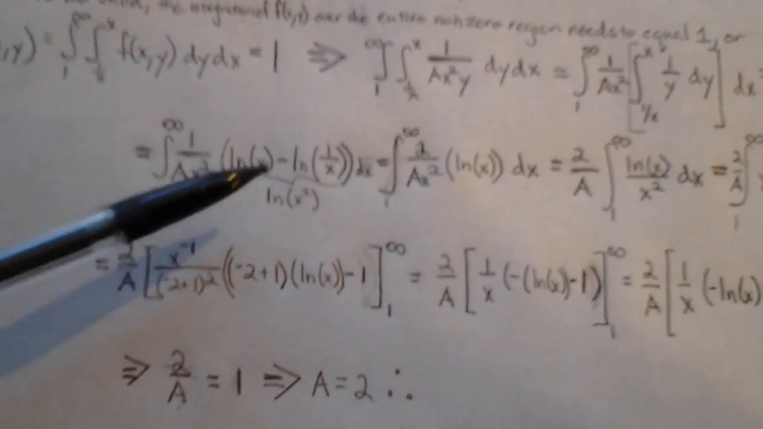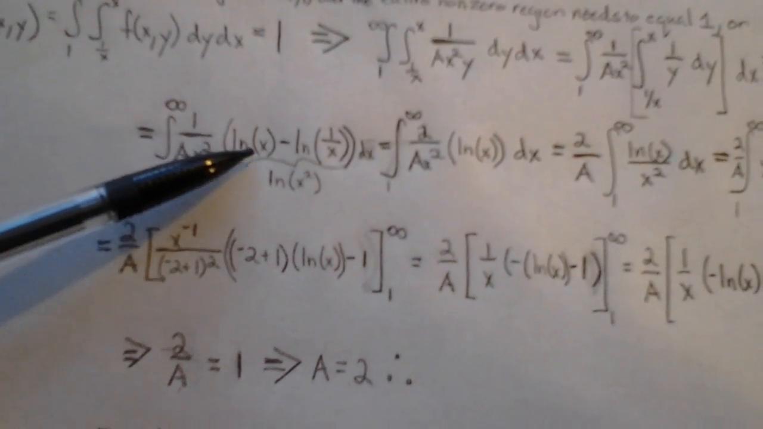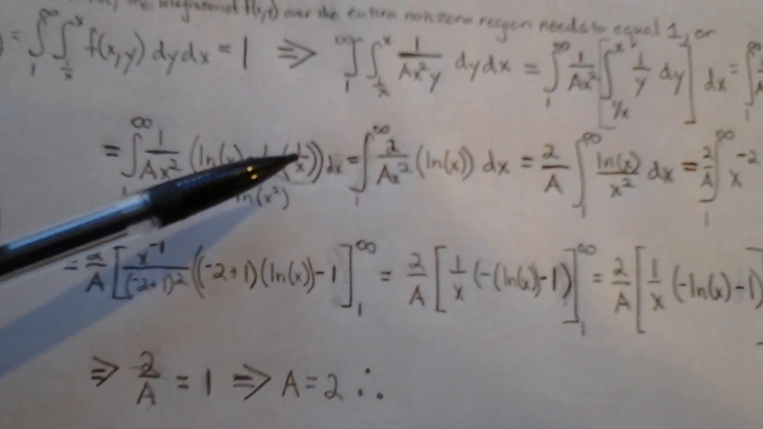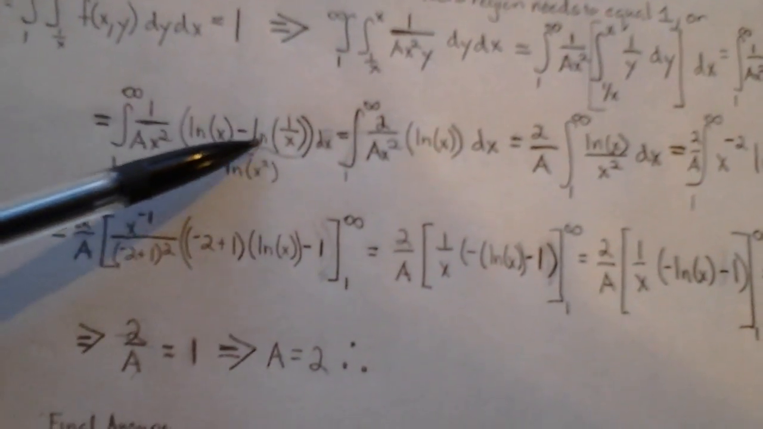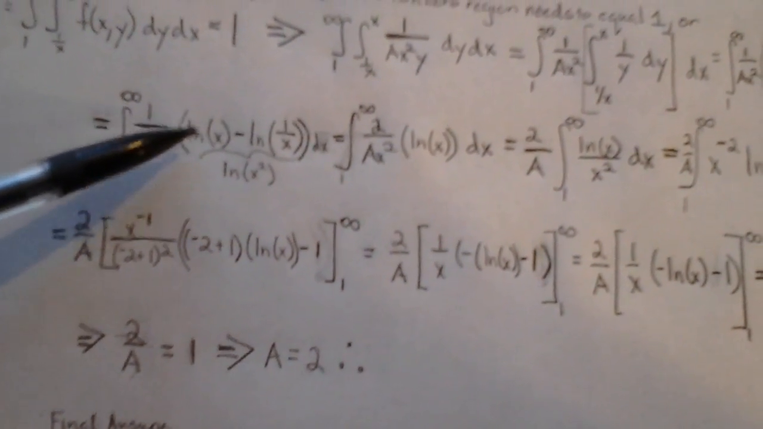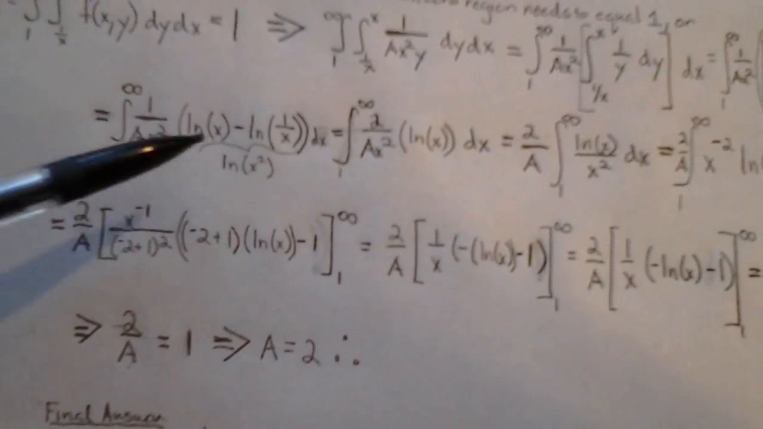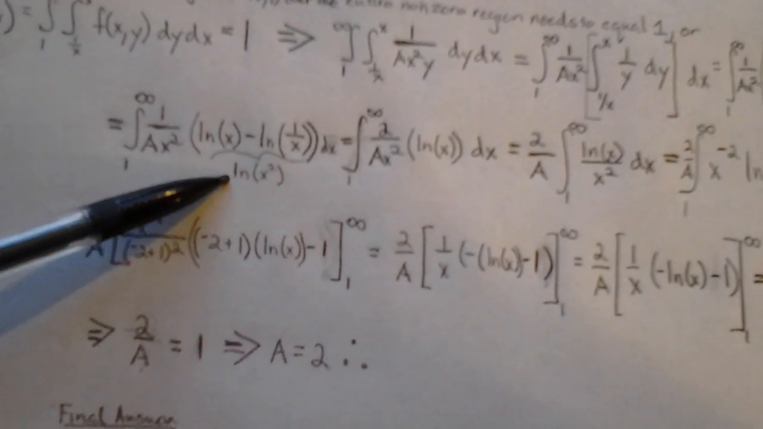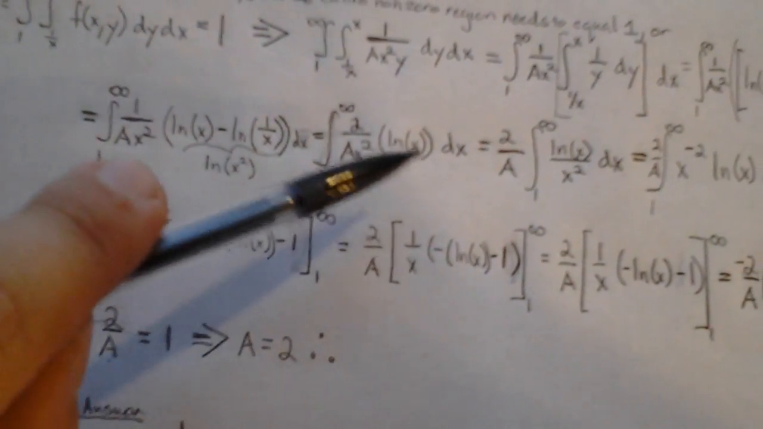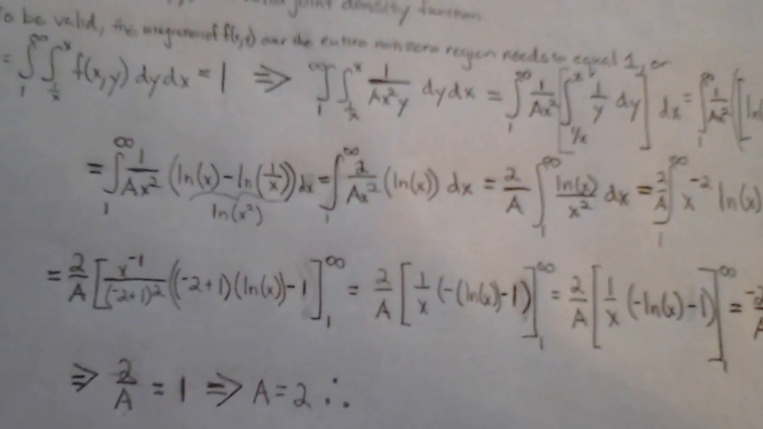If we go right here, that equates to the natural log of x minus the natural log of 1 over x. If we substitute, by subtraction, this is going to be the natural log of x over 1 over x, which is basically the natural log of x squared. So that's what this function is. We substitute that right in here.